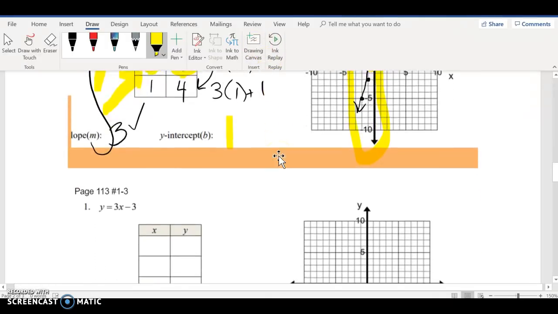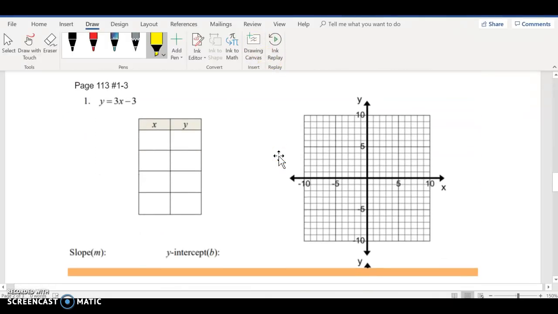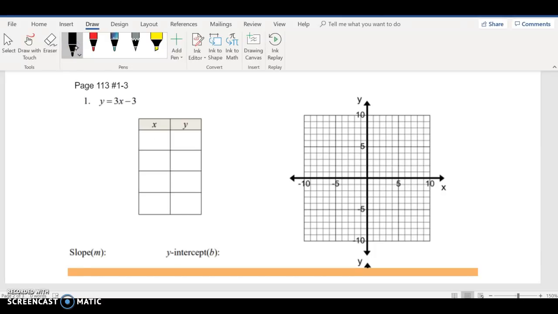All right, go ahead and pause it if you need to. I'm going to keep going down. This next one, go ahead and fill it out. If you have -2, -1, 0, and 1, fill out your points. So when I do this, I do 3 times -2 minus 3. Again, you can use any points you want, but I enjoy using -2, -1, 0, 1, and 2 usually because they're easy to graph.